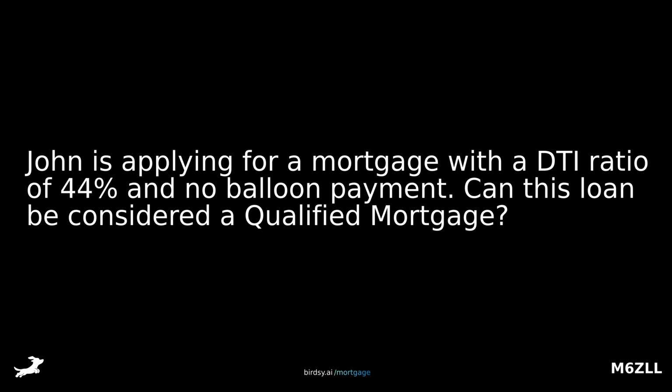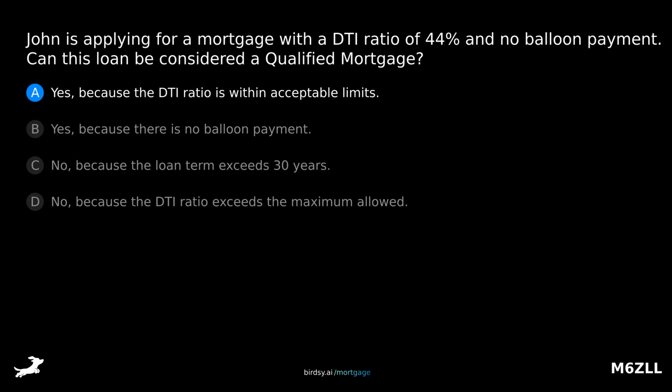John is applying for a mortgage with a DTI ratio of 44% and no balloon payment. Can this loan be considered a qualified mortgage? Is it A, yes, because the DTI ratio is within acceptable limits? B, yes, because there is no balloon payment? C, no, because the loan term exceeds 30 years? Or D, no, because the DTI ratio exceeds the maximum allowed?